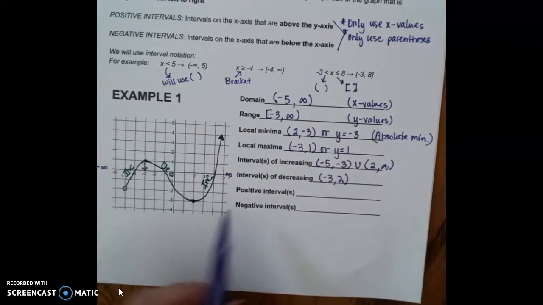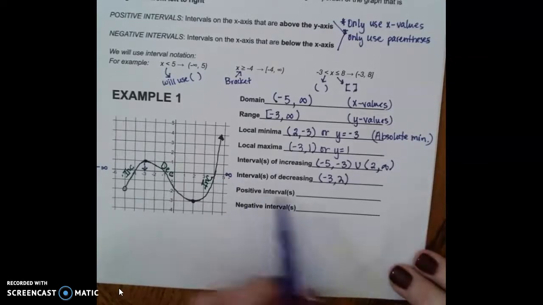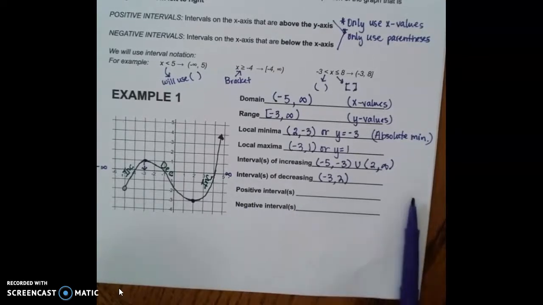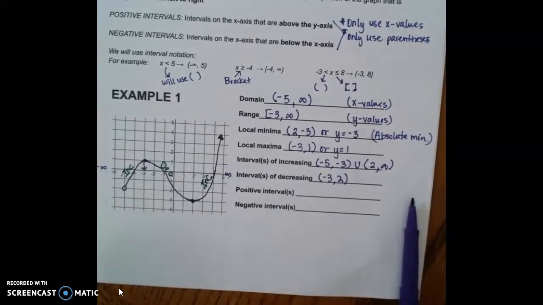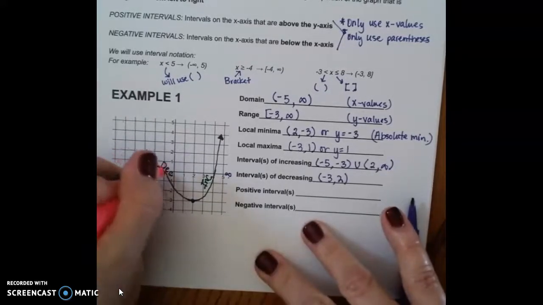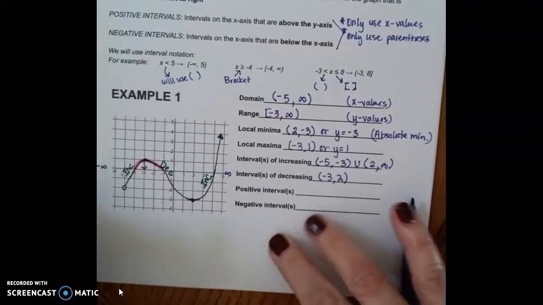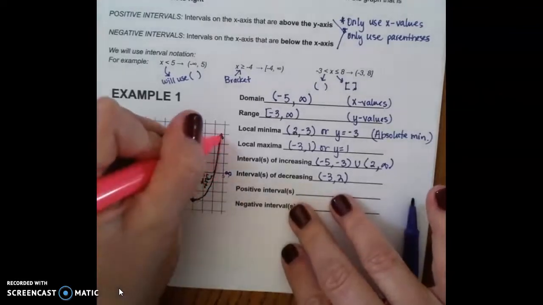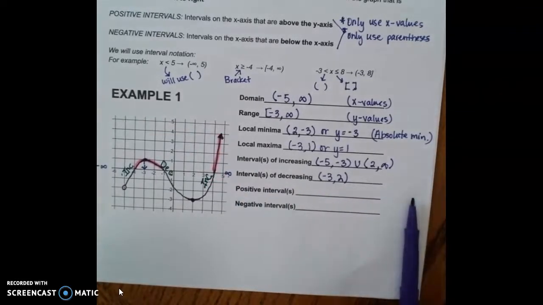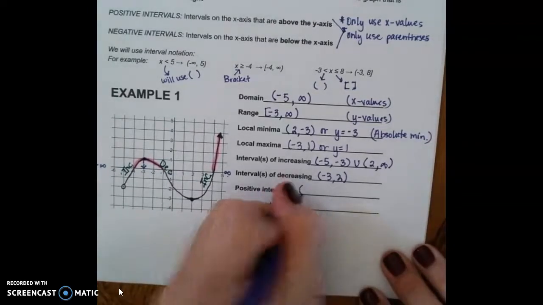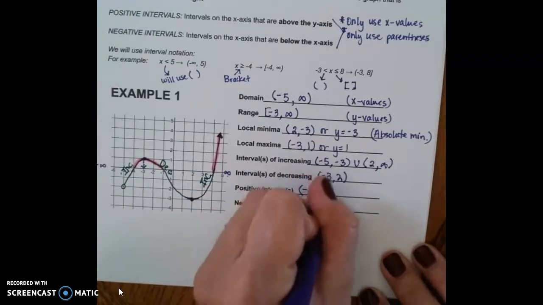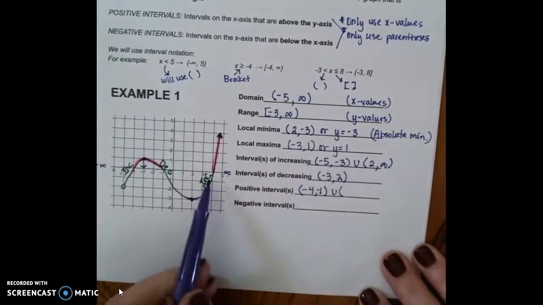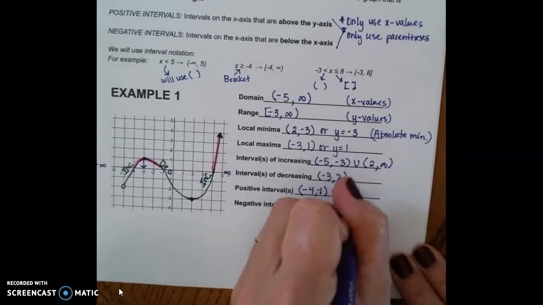Positive and negative. So positive means where is this function above the x-axis? So there's 2 places it's above the x-axis. I'll use a different color here, so I'll try to highlight so you can see. It's above the x-axis there, and it's also above the x-axis here. So we're going to write those looking at the x values only. So from -4 to -1, or, and then if I come here and look at this x value, it's 4 out to infinity.